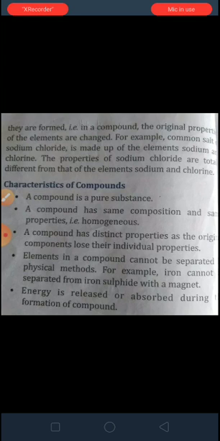Characteristics of compounds. First one, a compound is a pure substance. Next, a compound always has the same composition and the same properties. That means they are always formed by the same elements, and they have the same properties.